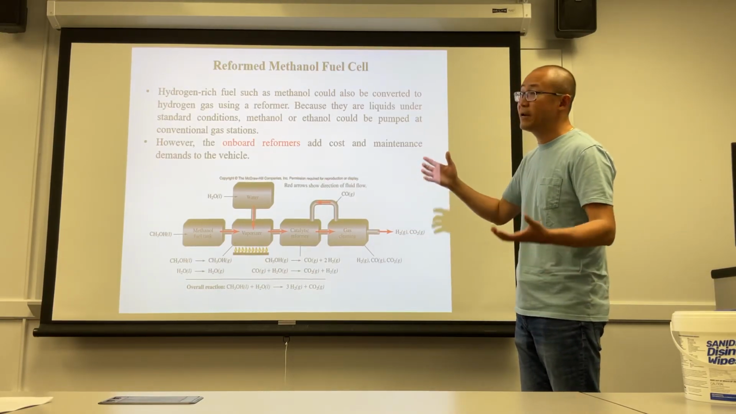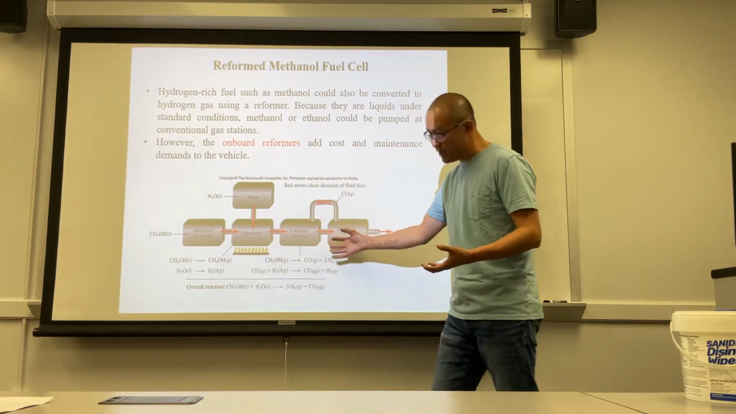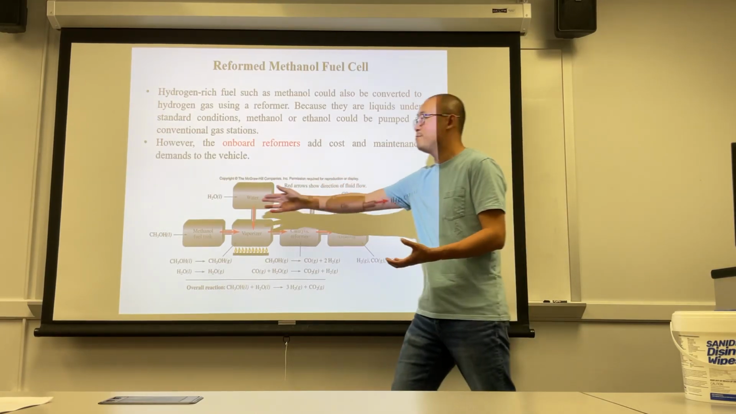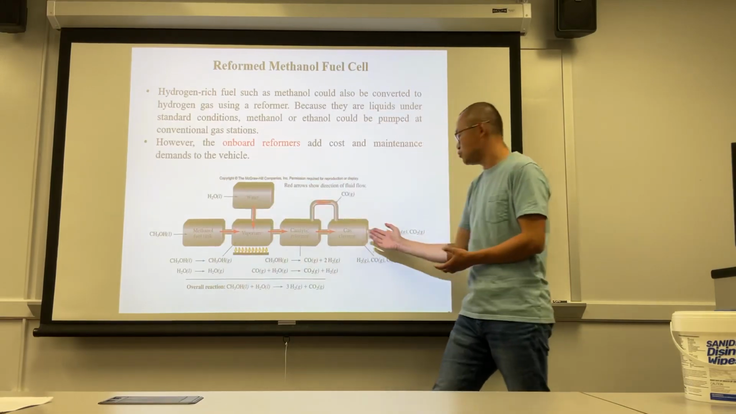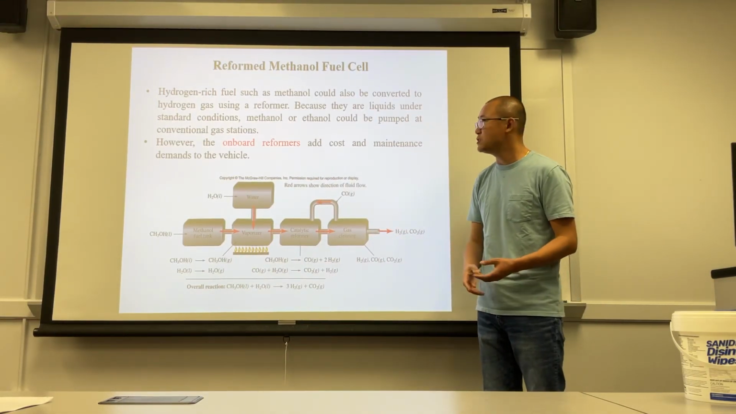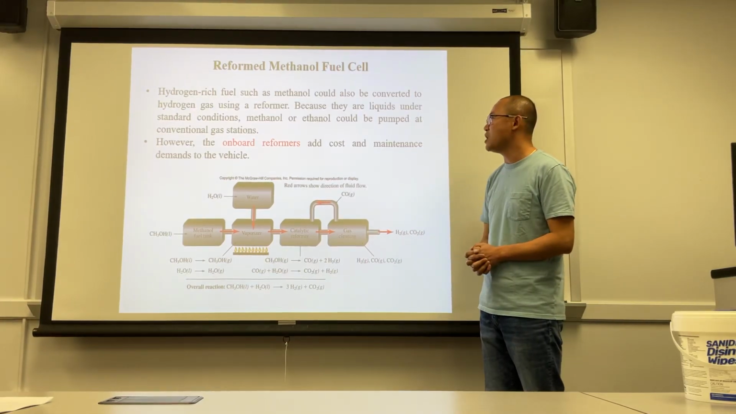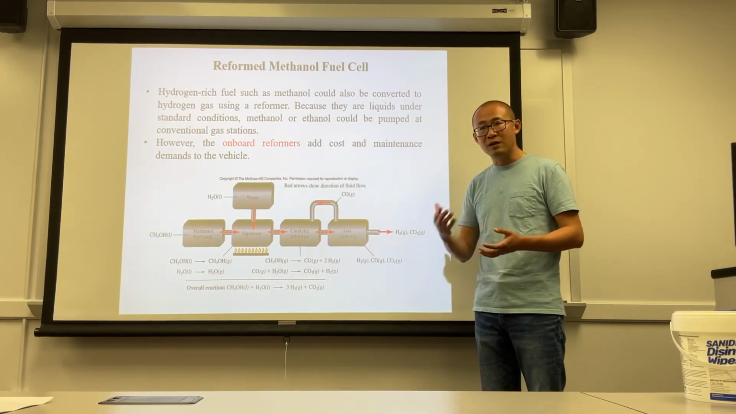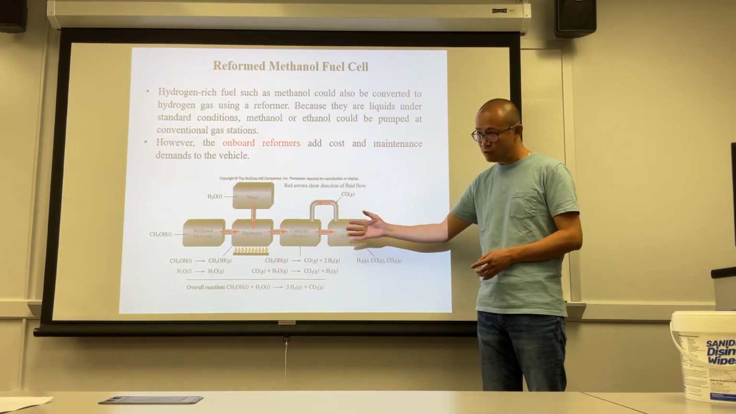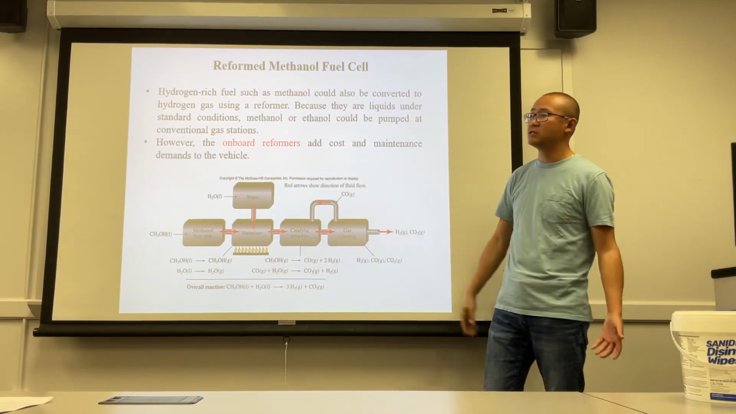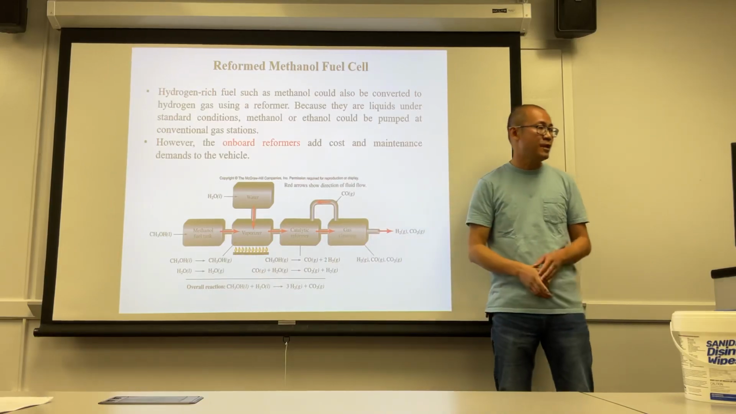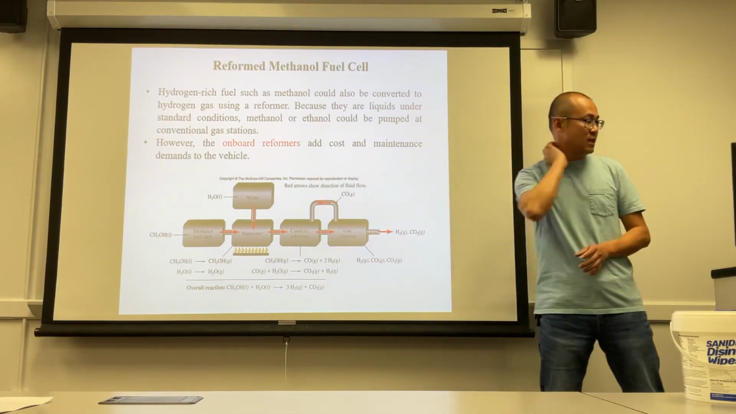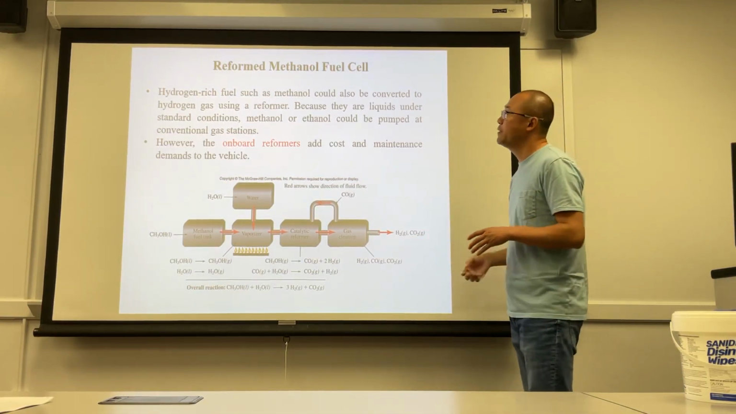And number two is somebody proposed, how about we have an onboard reformer, meaning you put this device in your car. You just fuel your car with methanol, and your car will convert methanol into hydrogen, which is one of the solutions. But again, this process will add cost and also maintenance demands to the vehicle. Remember, your cars have to be reliable and have to be doable. You're adding an extra component, the onboard reformer, adding cost and also creating an extra process for maintenance. Okay, that's two main sources nowadays for hydrogen.